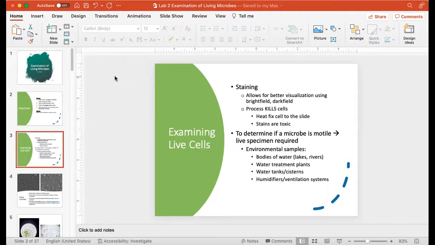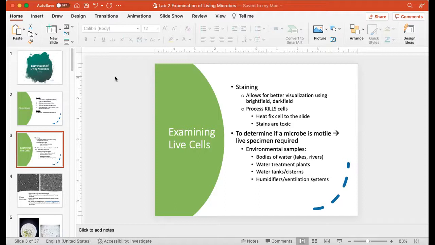So let's start off first by talking about when we would bother making some kind of a slide preparation that allows us to look at living microbes. You have to understand that most of the time in the microbiology laboratory, when we're examining microbes under the microscope, we're going to stain them. We're going to make a preparation where we put the microbes onto the slide, we affix them to the slide, we attach them to the slide, and then we stain them.